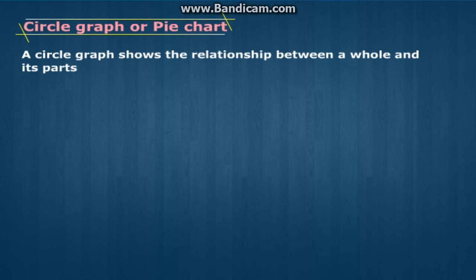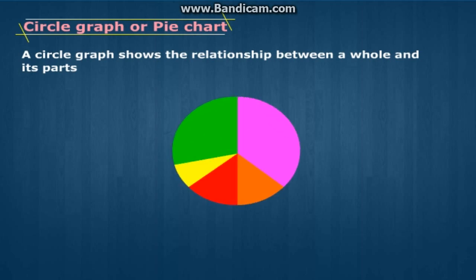Now let us study about circle graph, or pie chart. A circle graph shows the relationship between a whole and its parts. The circle is divided into sectors. These sectors are proportional to the information they represent.